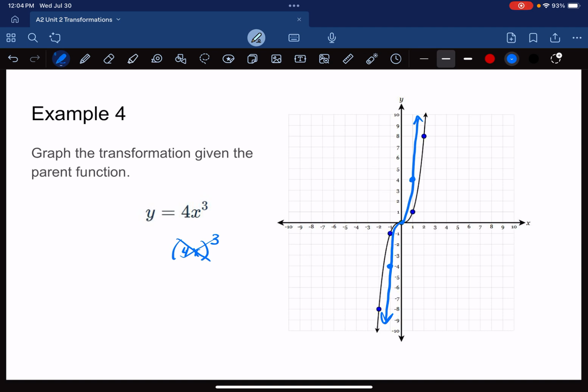Again, in order for that 4 to be affecting the x, you would have to put that 4x in parentheses and then cube that. Okay?